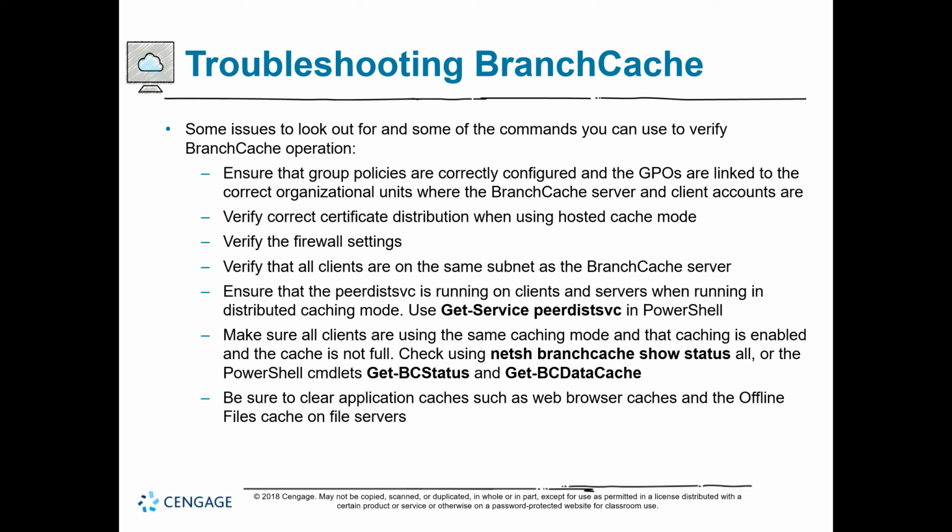Ensure that the PeerDistSvc is running on clients and servers when running in distributed caching mode. Use Get-Service PeerDistSvc in PowerShell. Make sure all clients are using the same caching mode and that caching is enabled and the cache is not full. That's, you know, when we were talking about the size of the cache. Also remember that there is a default size, and the more people you have, the larger your default size should be.